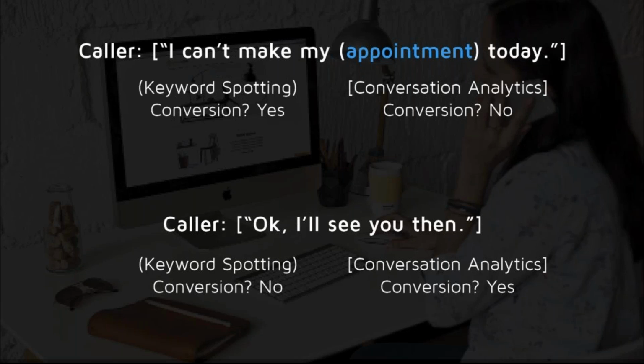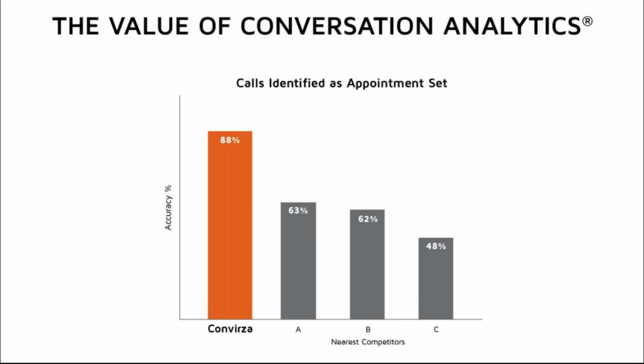But right now, if you look at the second example, okay, I'll see you then, we see that as an acknowledgement of an appointment, and there's no way that our competitors would see that as an appointment. There's just not enough language there for them. There's no one word that you could choose or a combination of words. You would need to be very phrase aware. And that's really what conversation analytics is all about, being aware of an entire conversation and looking at its intent.